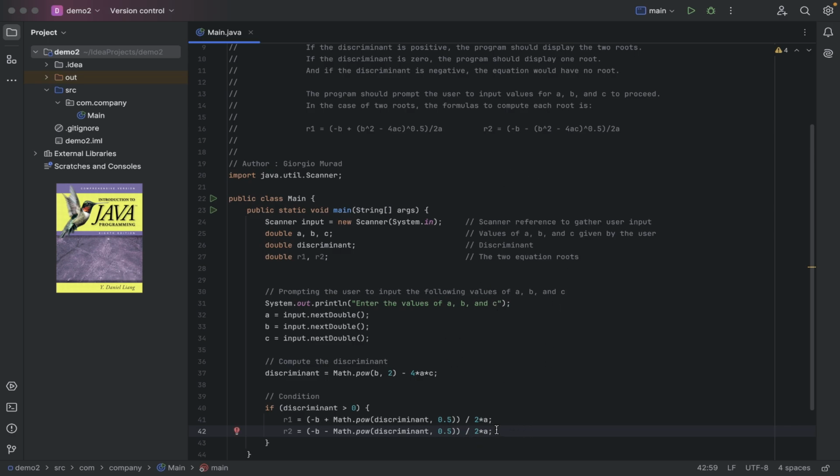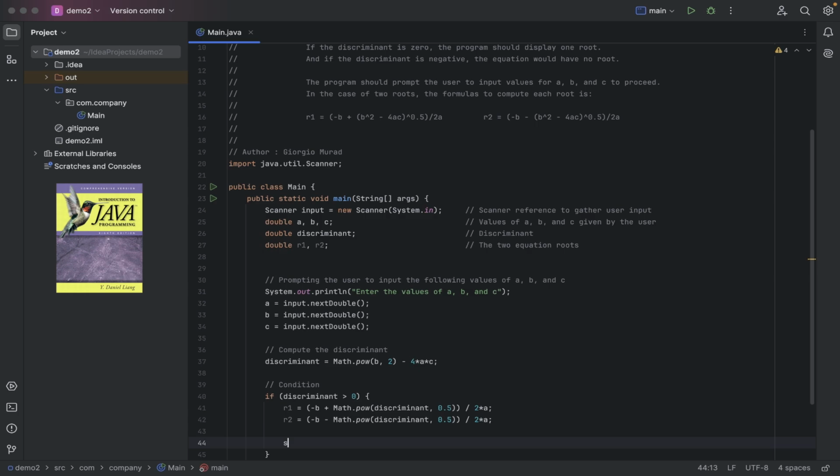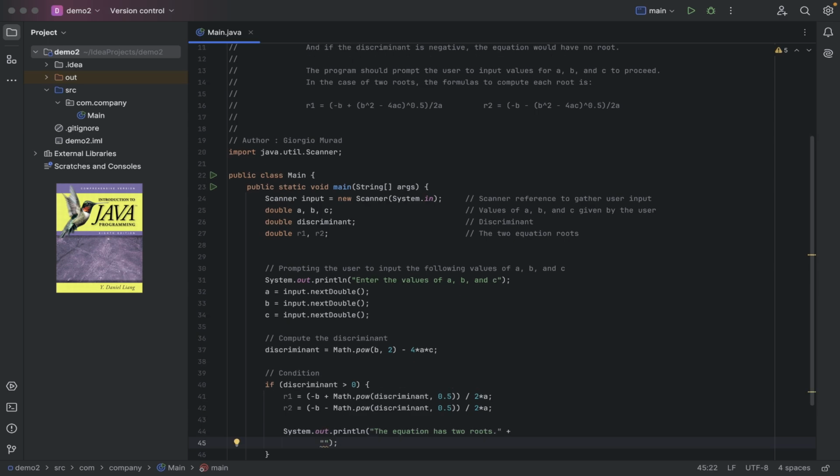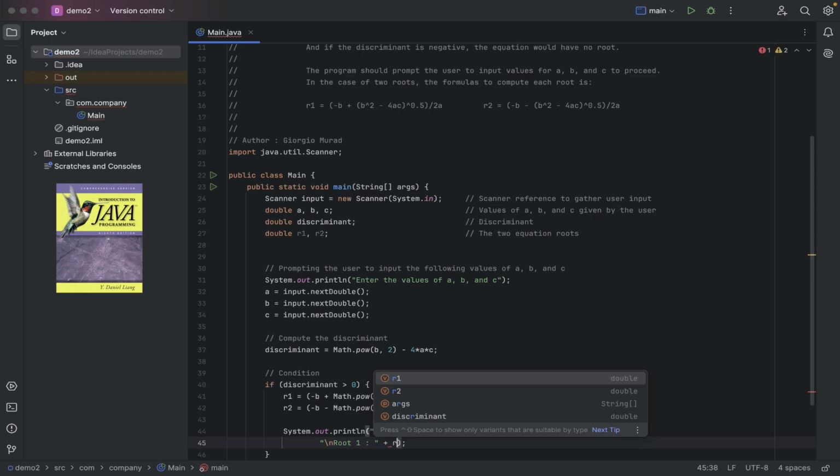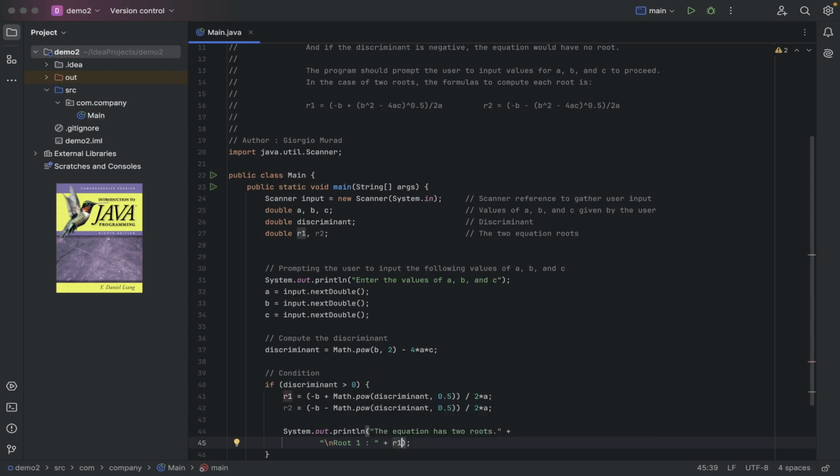Alright, now I have these two values. I can now print "the equation has two roots." Okay, follow these by an escape character, \n for a line break, "Root 1 =" and print the value of R1.